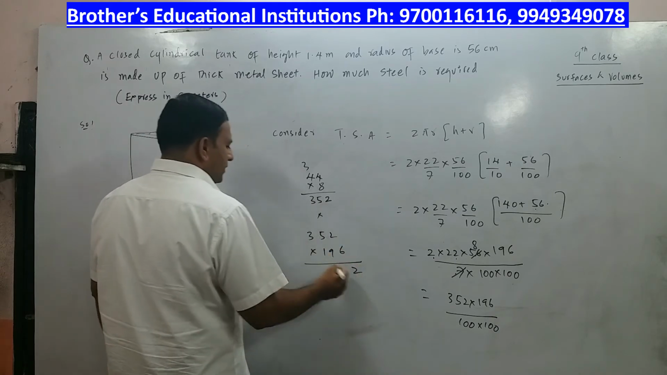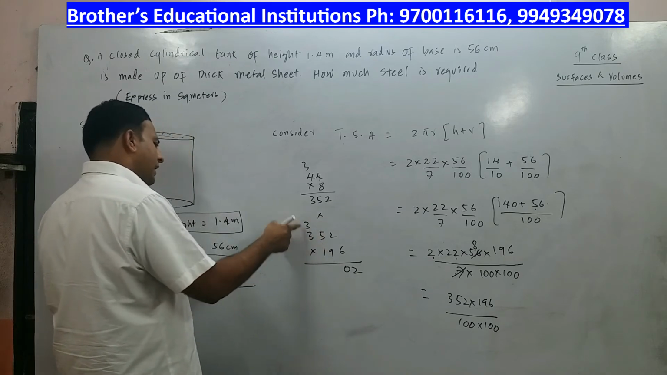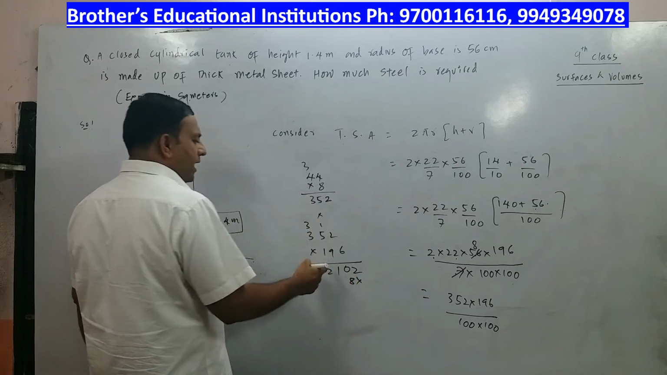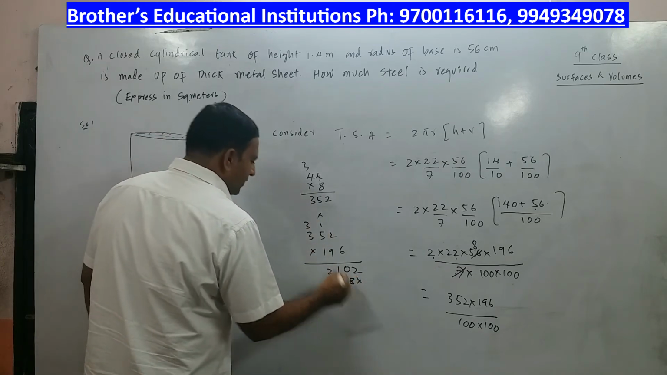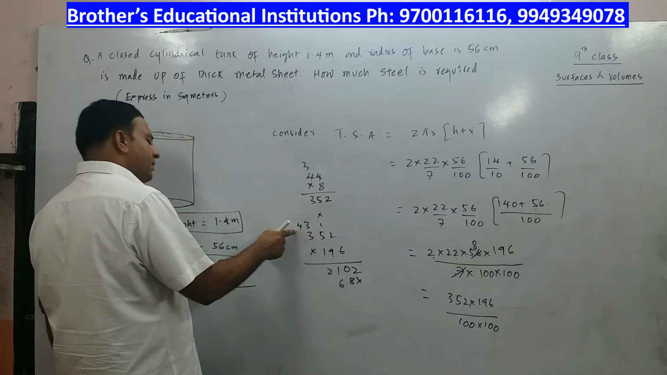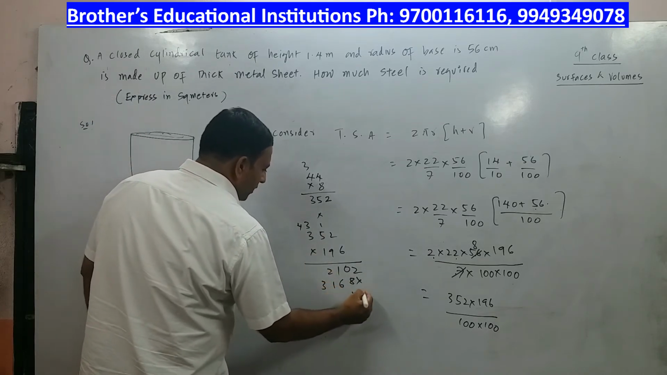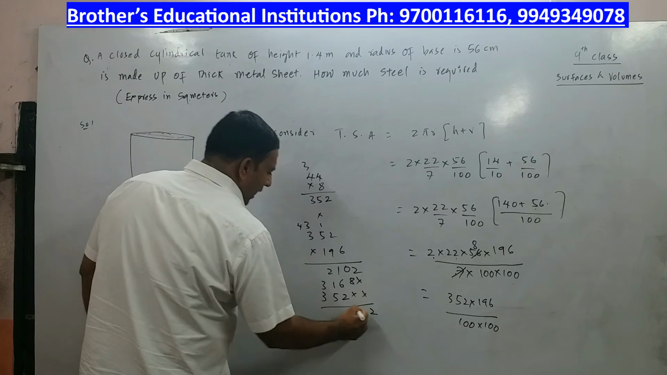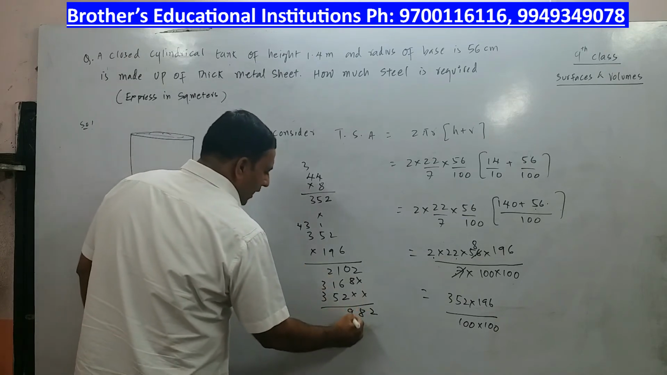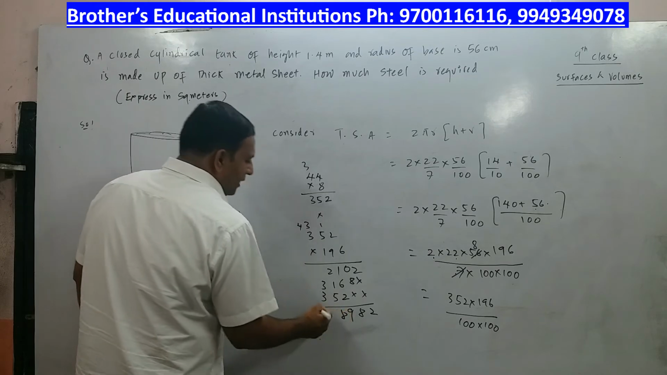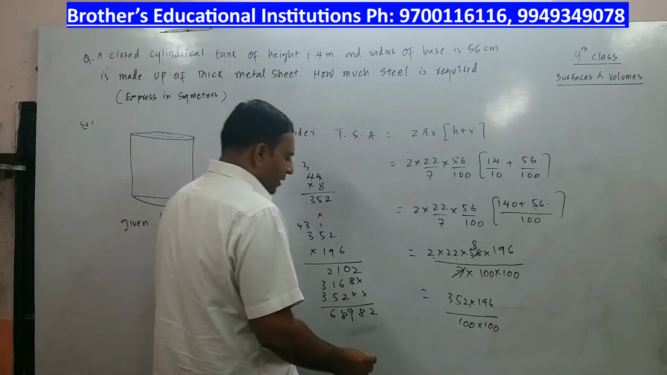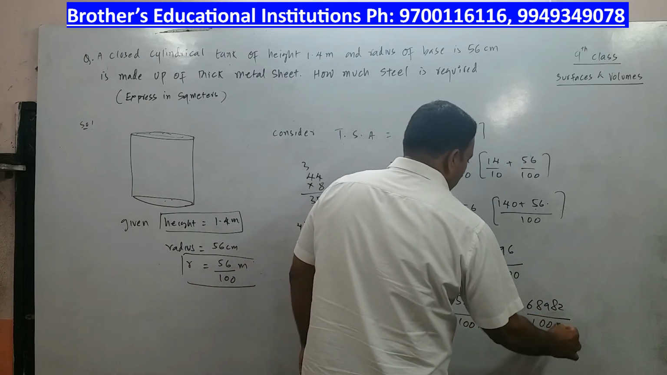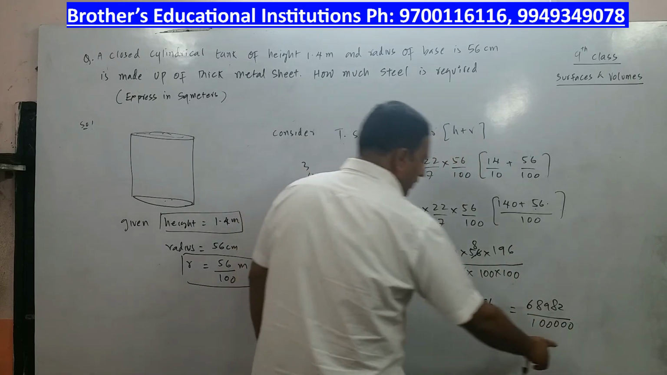6 twos are 12, 6 fives are 30, 3 carry, 6 threes are 18, 18 plus 3, 21. Again 9 twos are 18, 8, 1 carry, 9 fives are 45, 45 plus 1, 46, 6, 4 carry, 9 threes are 27, 27 plus 4, 31, 1, 3 over here. Again 1 twos are 2, 1 fives are 5, 1 threes are 3. You are left with 2, 8, 6 plus 2, 8, 8 plus 1, 9, 5 plus 2, 7 plus 1, 8, 3 plus 3, 6. So 6, 8, 9, 8, 2. So it is 68982 divided by 1 followed by 4 zeros. 1 followed by 4 zeros is nothing but 10,000.